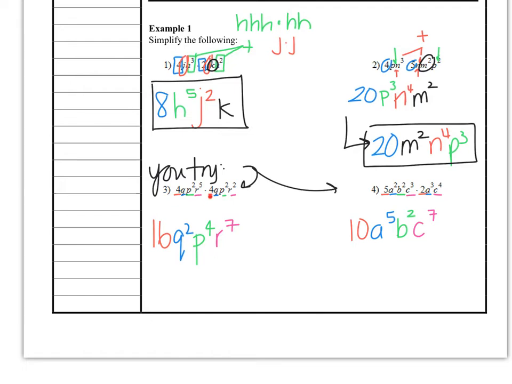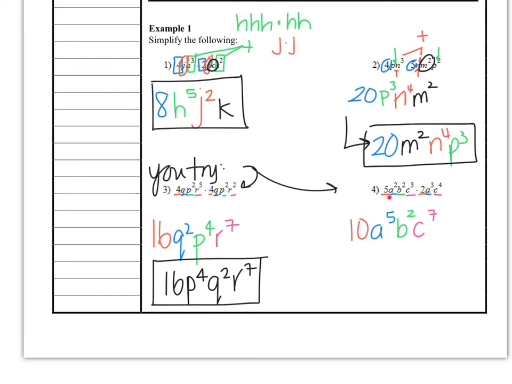We had 4 times 4 to make 16. We had q to the first times q to the first, and again, the powers of 1 get added to make q to the second. And then we have p to the second times p to the second makes p to the fourth. And then r to the fifth times r squared makes r to the seventh. And some of you might have already rearranged this to give you 16 p to the fourth, q squared, r to the seventh, if you put them in that alphabetical order.